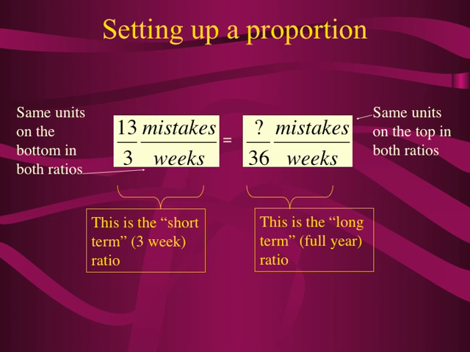Back to math, setting up a proportion. We're going to use a proportion to solve the problem about how many mistakes I'm going to make in the year. The hardest part of proportions is setting them up correctly. What's important to notice is that our two ratios both have the same units on the top. In this case, we both have mistakes on the top and the same units on the bottom, weeks. One ratio is what I'm going to call the short-term ratio. That's the number of mistakes on the top and the number of weeks on the bottom in a 3-week period. And the other one is the long-term ratio. This is the full year one. So I don't know how many mistakes go in the top, but I know 36 weeks go in the bottom.